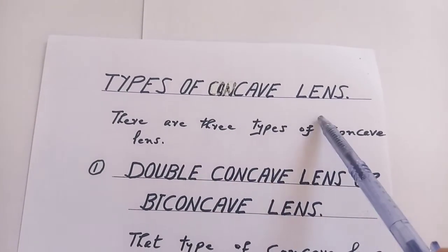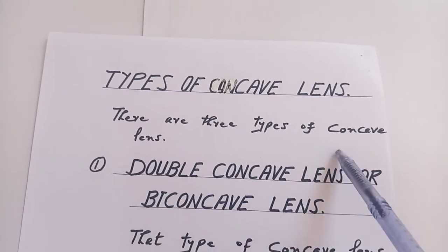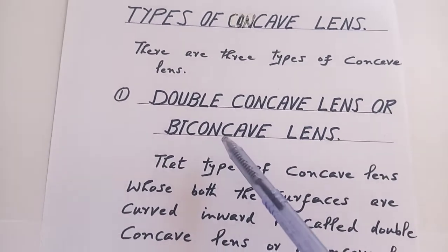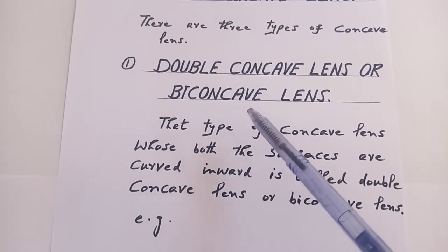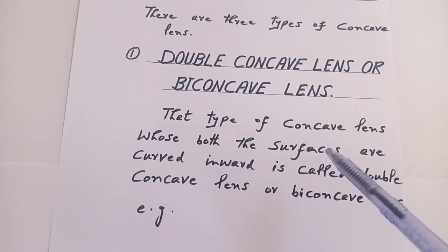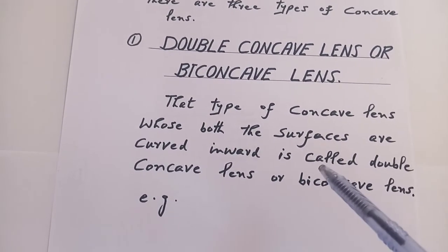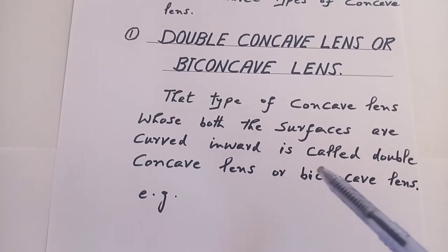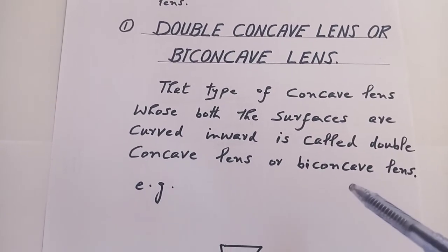Now types of concave lens. There are three types of concave lens. Number one, the double concave lens or biconcave lens. Now what is the double concave lens? That type of concave lens whose both the surfaces are curved inward is called double concave lens or biconcave lens.